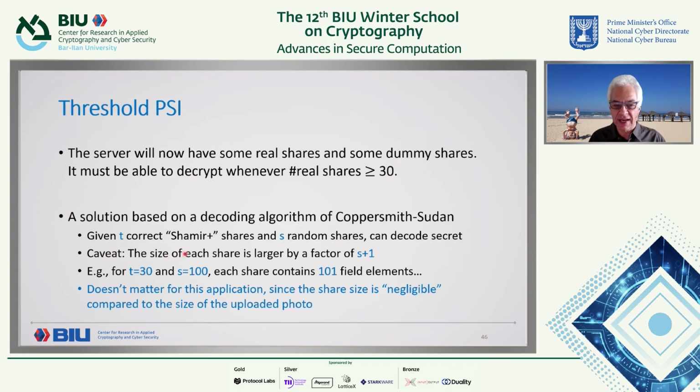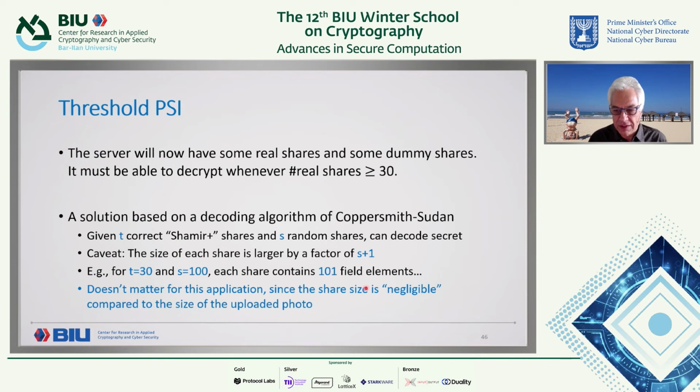The caveat is that the size of each share is now increased by a factor of S plus 1. So each share is not one item in the field, it's S plus 1 items in the field, which is much larger. So if, say, T is 30 and the number of dummy elements is at most 100, with some random distribution, then each share will contain 101 field elements, which, to me, looked very bad.